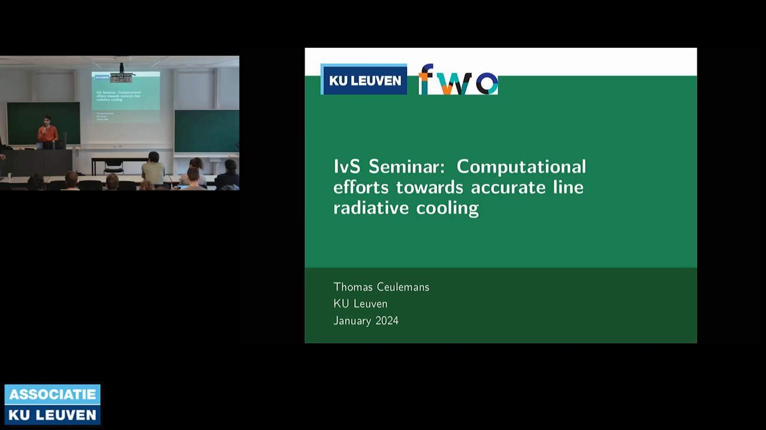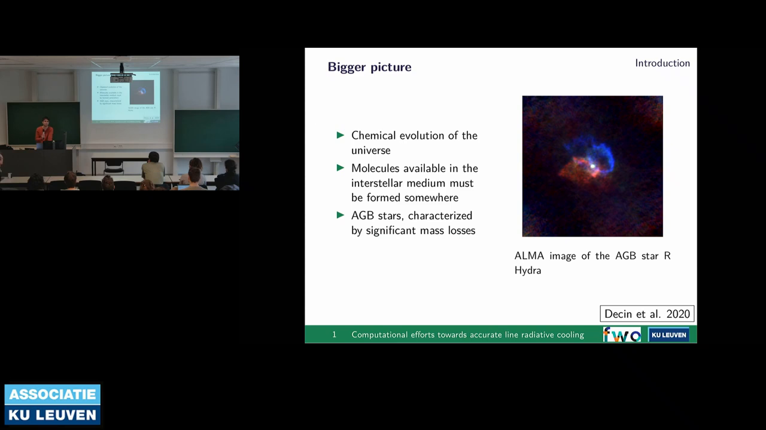Thanks for the introduction. So, let me first give you the bigger picture of what we're doing in our group. What we are trying to find out is how the chemistry evolves in the universe. We see a lot of chemical species in the interstellar medium, but as we know, the interstellar medium is cold, the densities are not high enough, so there's no interesting chemistry taking place there. So any chemical species we encounter in the interstellar medium must originate from somewhere else. So to this end, we take a look at AGB stars.